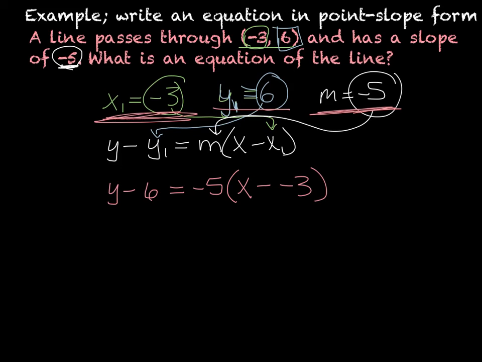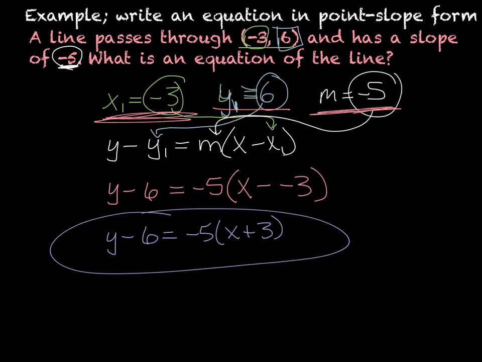Okay, so now I want to simplify this because the negative can be simplified. So y minus 6 equals -5 times the quantity x plus 3. Now this one you don't have to simplify because I wanted you to write it in point-slope form, which is right there.